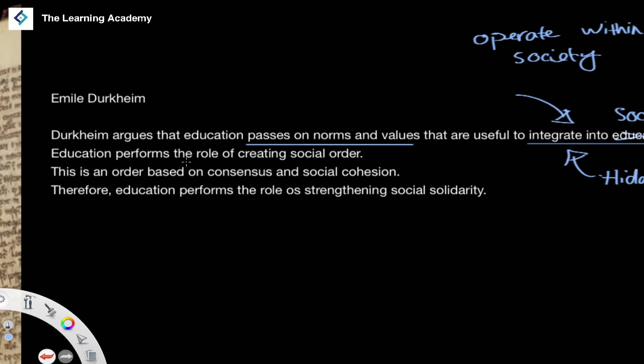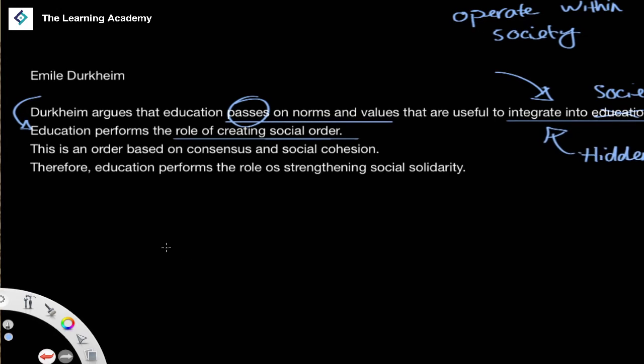Education also performs a role of creating a social order. This builds upon what we were talking about here when we're talking about the passing of social norms and social values. And this order is based on consensus and social cohesion. And as such, education performs a role of strengthening social solidarity.